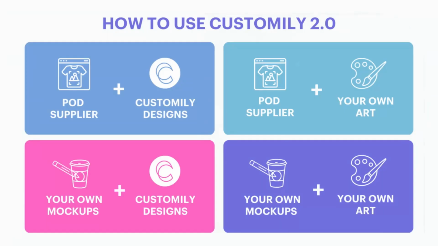There are 4 different paths that you can explore with Customily 2.0. You can work with a print-on-demand provider who has its own catalog and add a design from Customily's library to it. This is the fastest path, the one that allows you to have published products ready to sell in minutes.